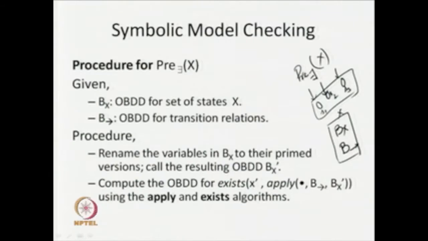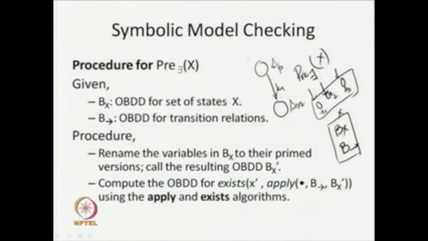This is very simple, I am going to explain it. As per the procedure, we rename the variables in Bx to their primed versions, and we call the resulting OBDD Bx prime. What is the primed version of a variable? We have already seen that to represent a transition system, we need two sets of variables to represent the transitions. Say I have a transition from Sp to Sn. Sp is my present or current state, and Sn is the next state of this particular transition, say T1. So, this transition will be represented by the ordered pair of two states.